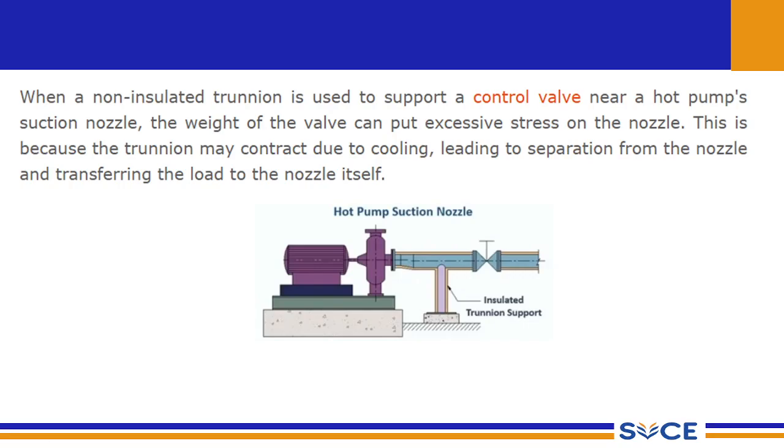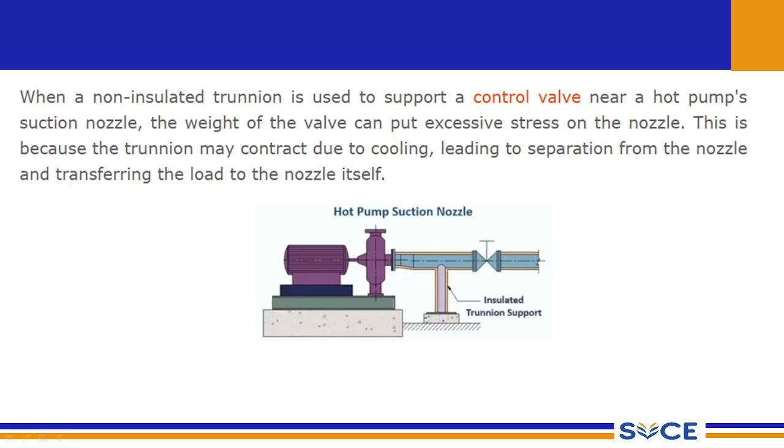Now we will look at a few cases where the support systems are installed in the process plant. Here you have a pump which is connected to the drive assembly, and on this pump the hot pump suction nozzle is placed, which is connected with a valve to regulate the flow, and the downstream section is connected to the further sections of the process plant.